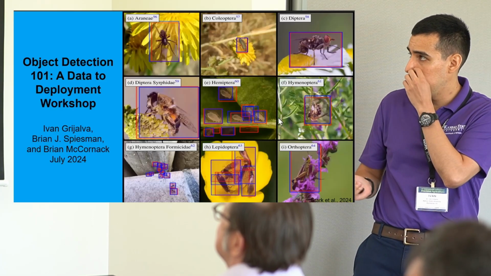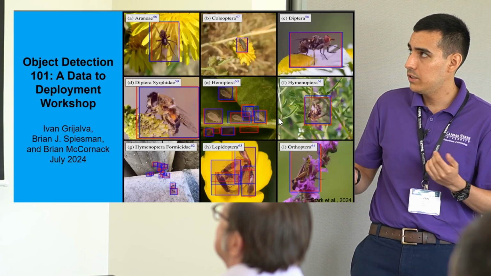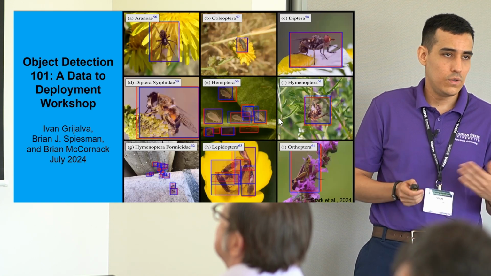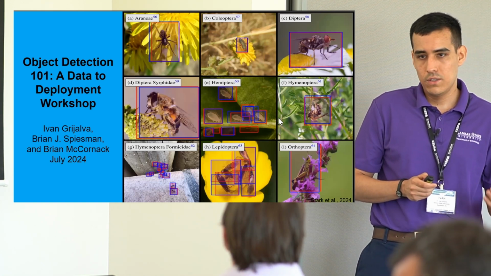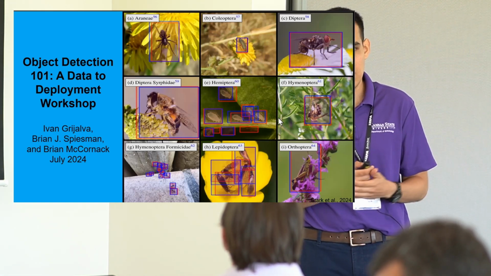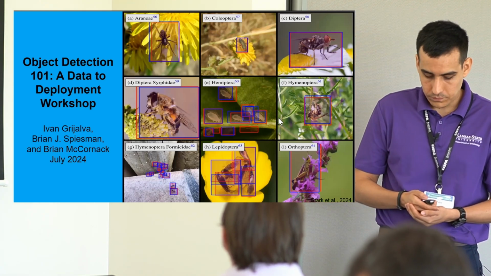So this is an introductory course to do object detection on images. The goal of this course is to be able to detect objects in the images. You will have a data set of dandelions and also of coccinellids, which is a natural predator.